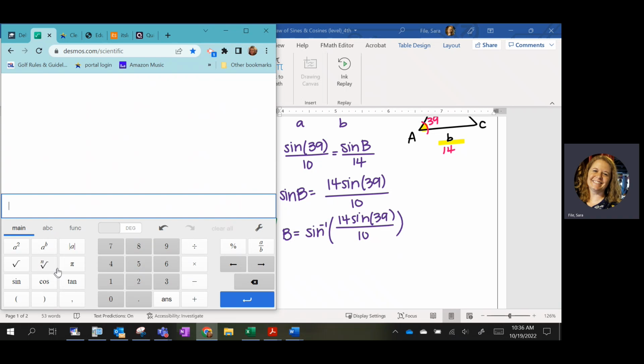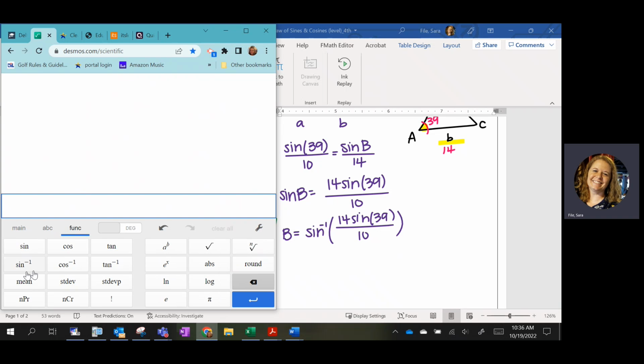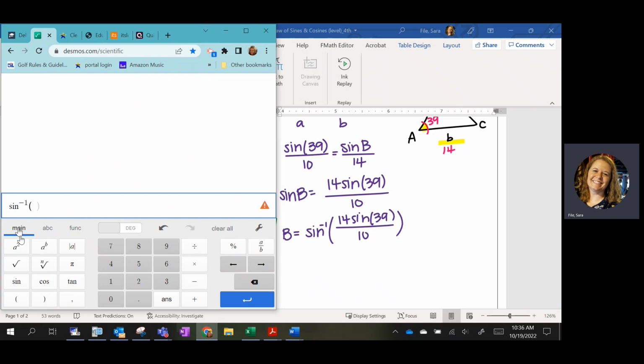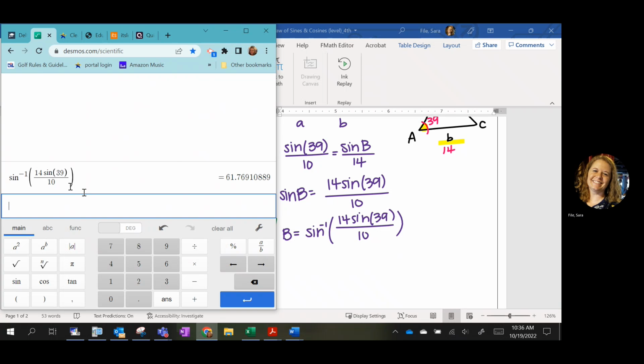All right, so I'm going to do it on your scientific calculator here in Desmos. You have to hit this function menu to change your keyboard to see your inverse trig functions. So inverse sine, and then you have to go back to your main keyboard to get your numbers. Okay, of 14 sine of 39. Get out of that parenthesis, divide to make it a fraction. It's over 10. Get out of that parenthesis. And so that looks exactly how we had it written, right?